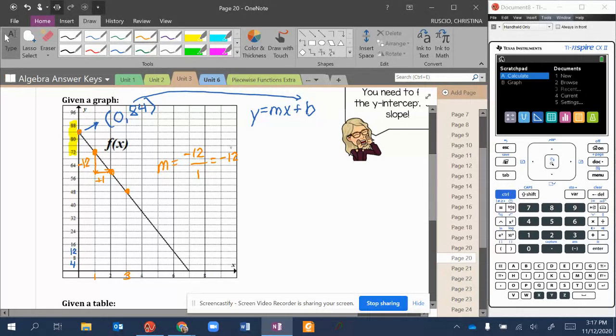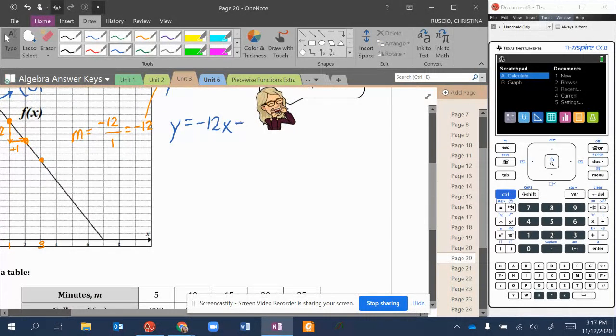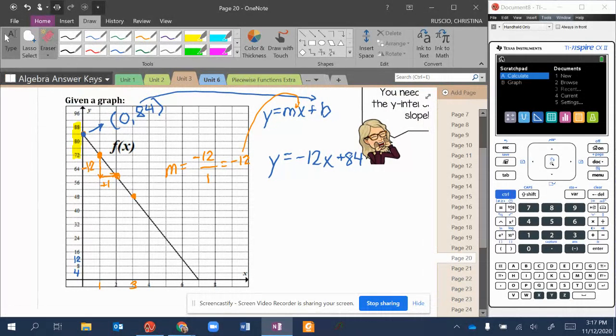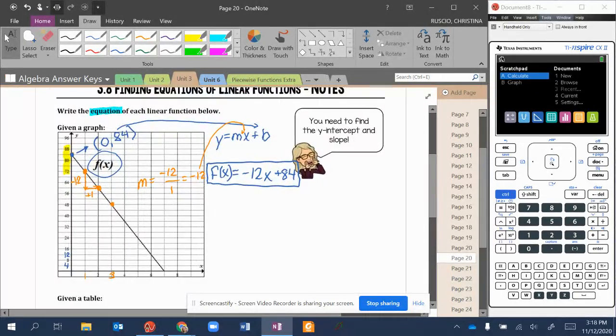So if I put these together, that's my m, I am going to have the equation y is equal to negative 12x plus b, which was, what was that, 84? 84. And actually, I'm going to be a little bit more careful. Instead of using y, they told us our function is f of x. So let's label this f of x equals all of this.